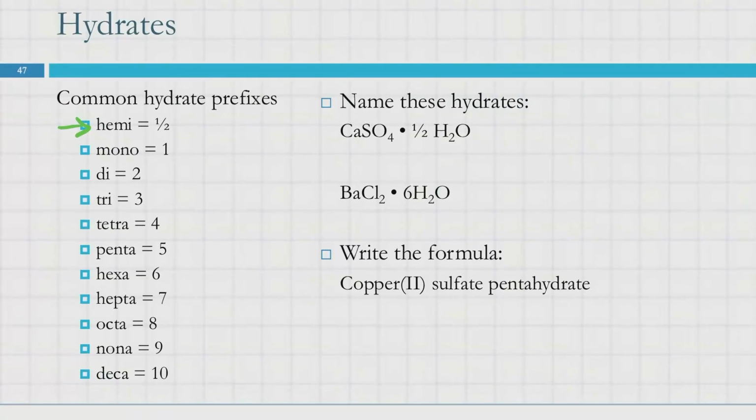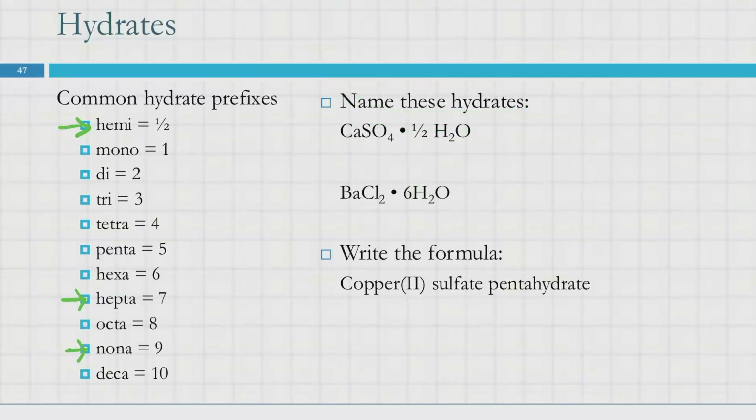Hemi, half. Ones that you're probably more familiar with: mono, di, tri, tetra, penta, hexa. The weird ones, hepta. So pay special attention to hepta. Hepta is 7. And then octa, like the octagon or an octopus, is 8. Nona, that's not our Italian grandmother, that's 9. Nona starts with N, like 9 does. And then deca, like in decade, for 10. So let's name these hydrates.